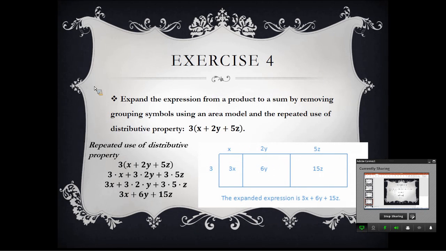Let's take a look at the model. We would have 3 times x, 3 times 2y, 3 times 5z. Still get the same products, and the expanded expression is 3x plus 6y plus 15z.